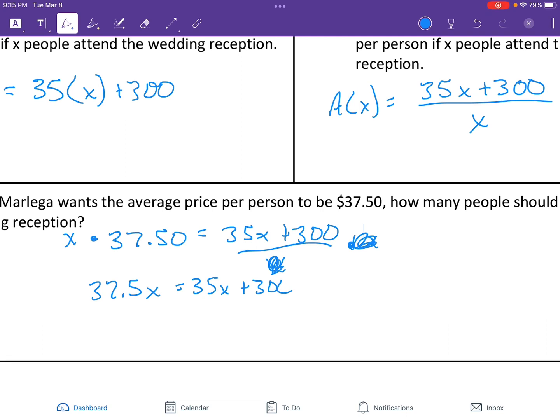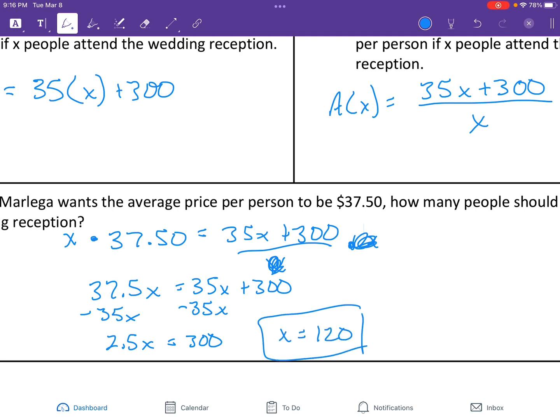I'm going to subtract 35x from both sides. So 37.5 minus 35 is 2.5. And divide 300 by 2.5. So I get 120. So there need to be 120 people going to the wedding to average $37.50.